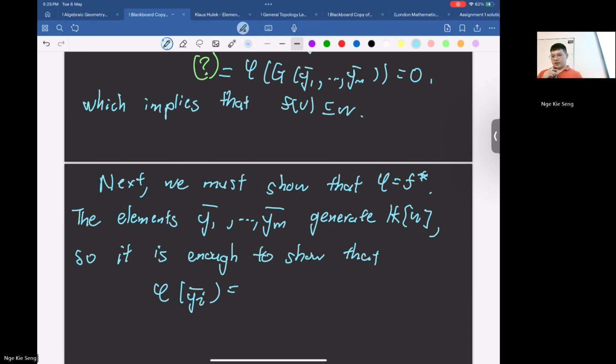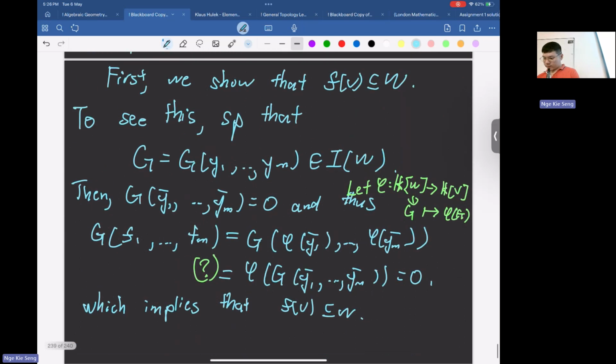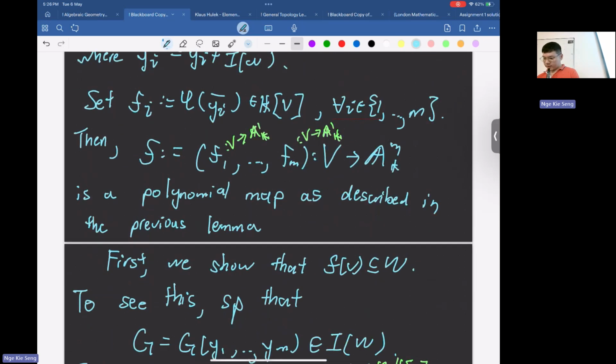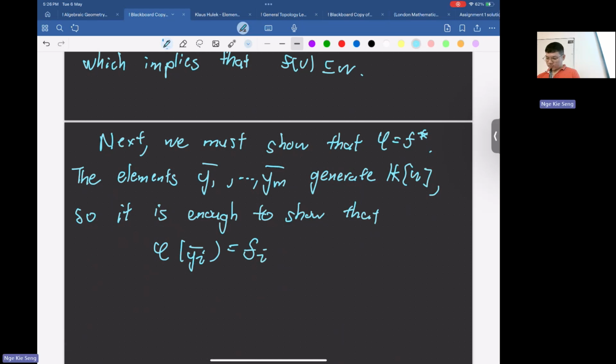But how do we define this phi of y1 bar here? So let's check. We define phi of y1 bar to be equal to f1. Okay. So are we done yet? I think we are done.